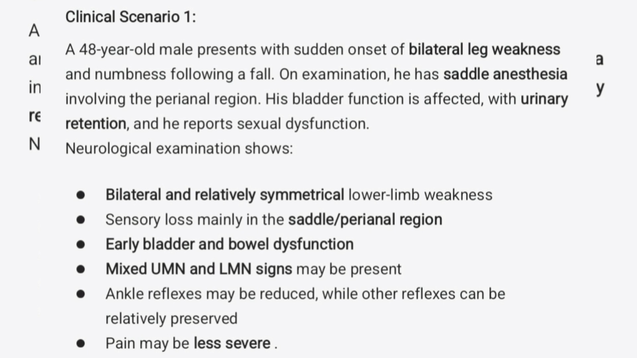Neurological examination shows bilateral and relatively symmetrical lower limb weakness, sensory loss mainly in the saddle or perineal region, early bladder and bowel dysfunction, mixed upper motor neuron and lower motor neuron signs may be present. Ankle reflexes may be reduced while other reflexes can be relatively preserved. Pain may be less severe.